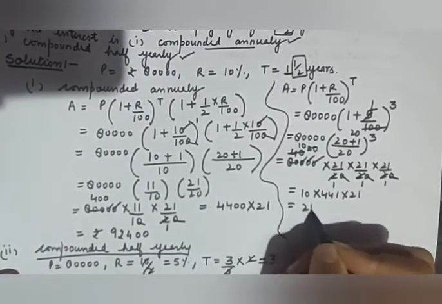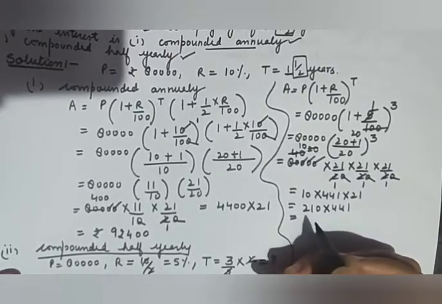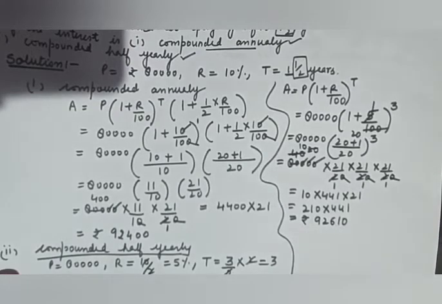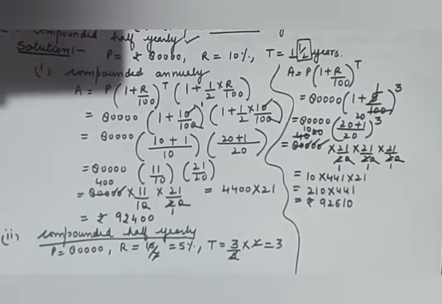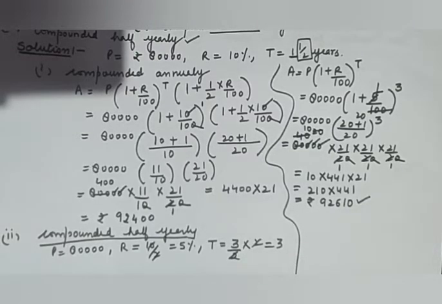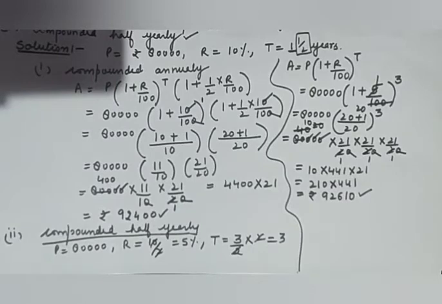So it will be 210 into 441. So ultimately your answer will be how much? It will be rupees 92,610. On comparison, students, you can see that when the interest is compounded half yearly, it is 92,610, and when the interest is compounded annually, it is 92,400. So beta, it means that whenever the compound interest is calculated half yearly, then your interest is more.